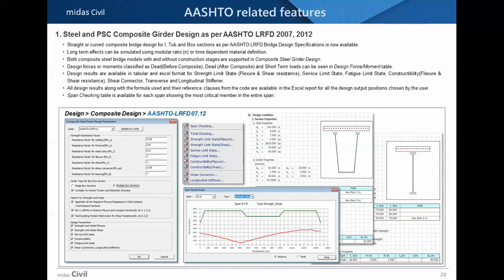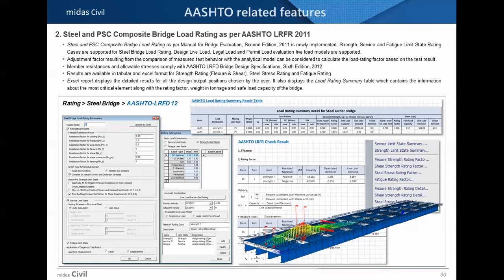These Asiatic code new functions are related to composite girder bridges. One is steel and PSC composite girder design as per LRFD 2007 and 2012. Straight or curved, and top or box sections can be done. The next one is load rating as per LRFR 2011. So we can check it on the result table.